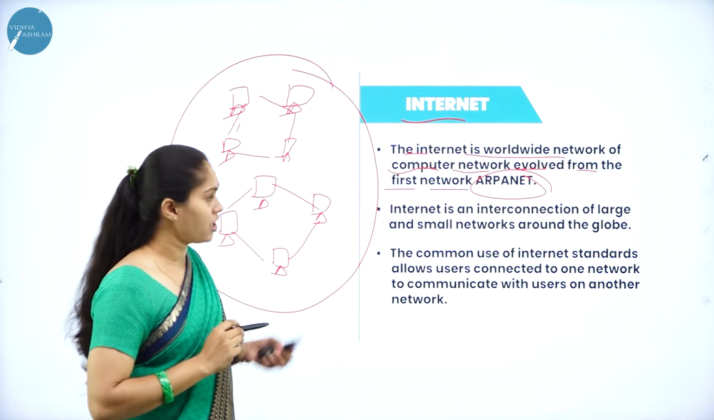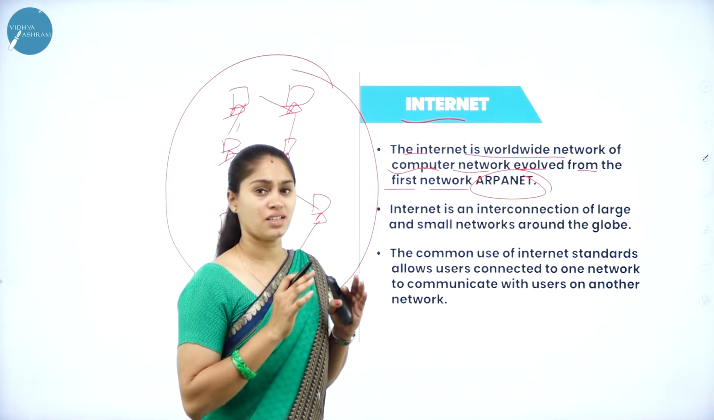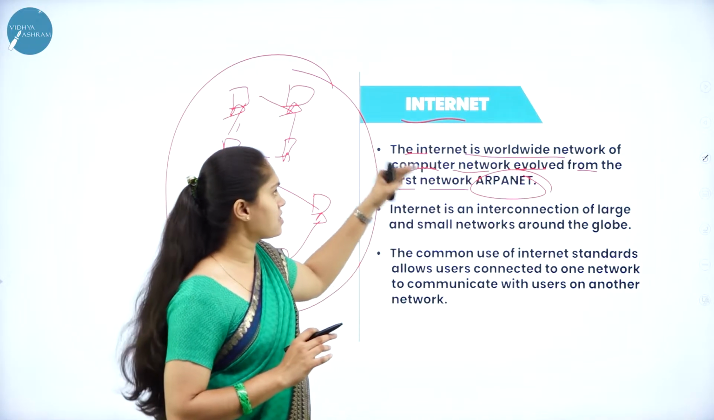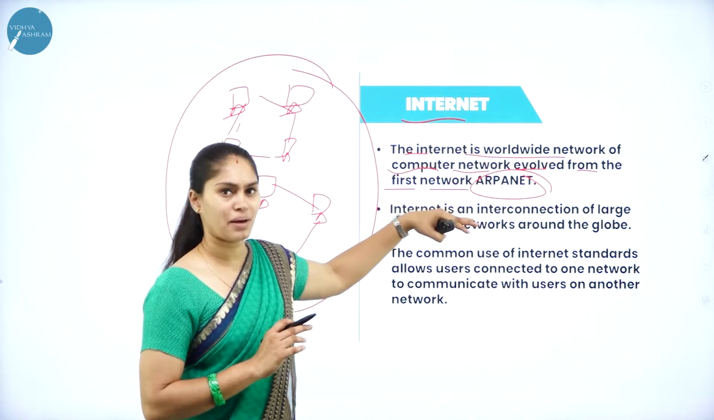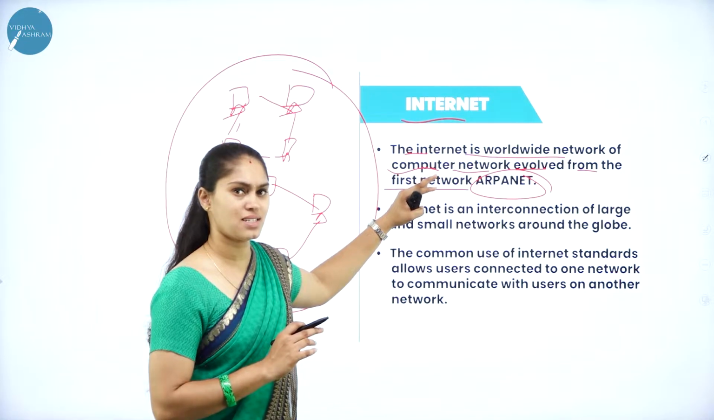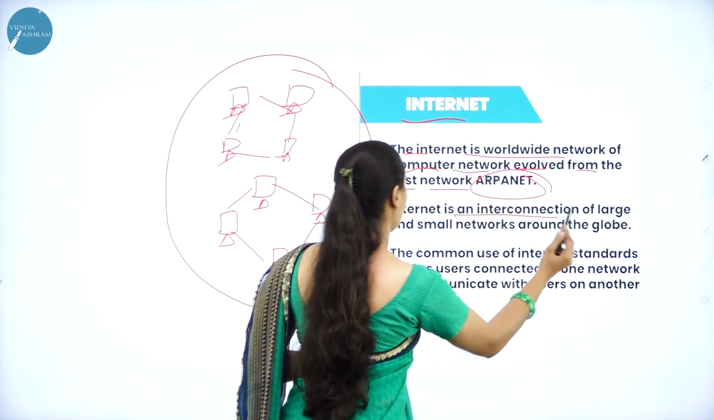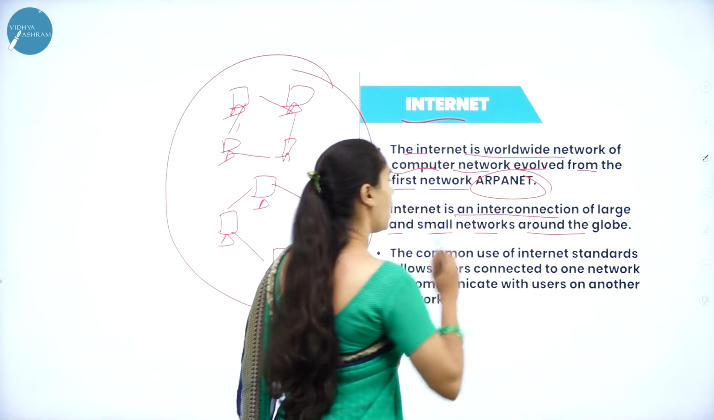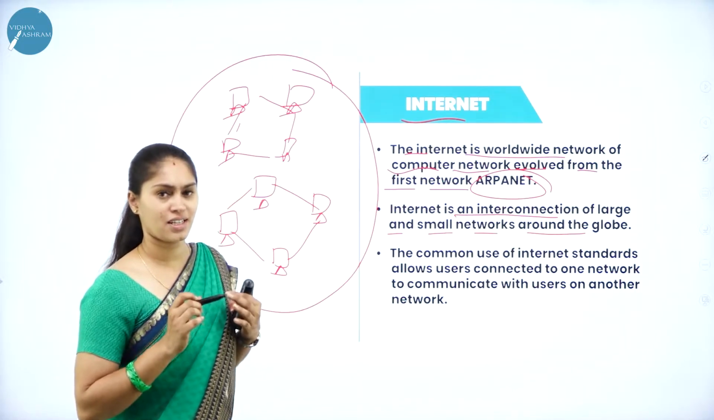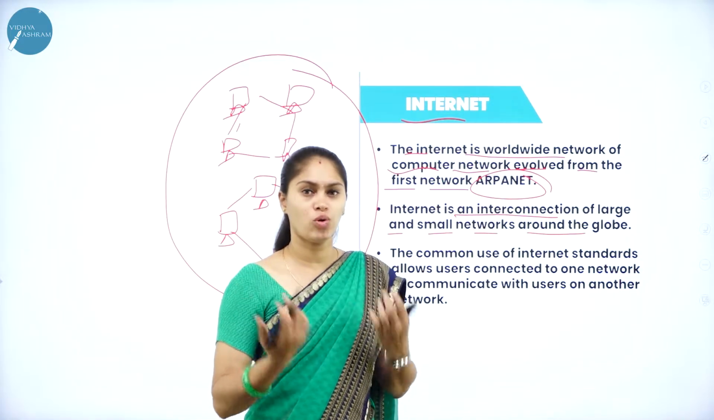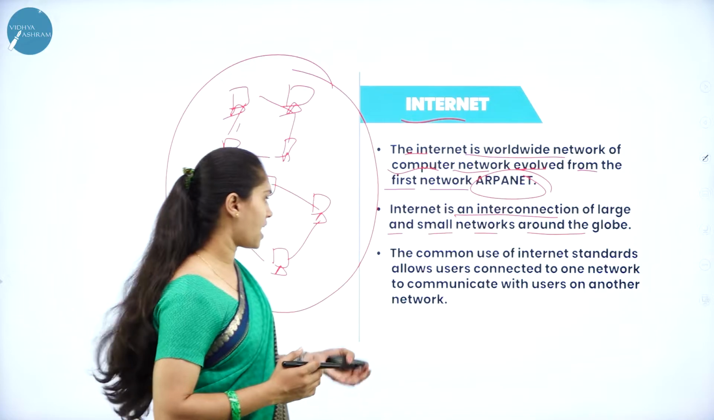Already we got to know which was the first medium to have networking, that is ARPANET. So this internet relies on ARPANET. This internet is also considered as a network of networks. So it is an interconnection of large and small networks around the globe. It is not restricted to a particular area. A network over the globe will be considered as what?